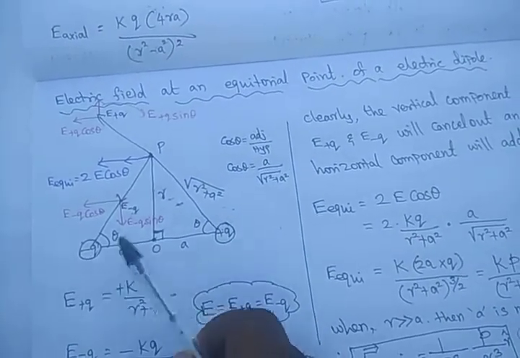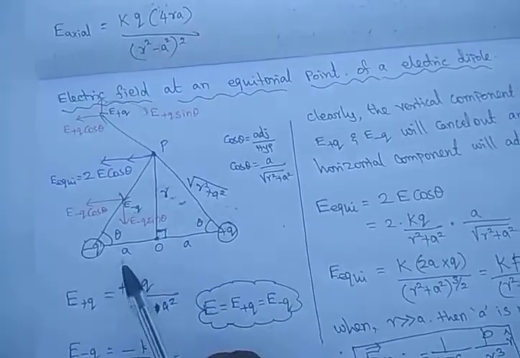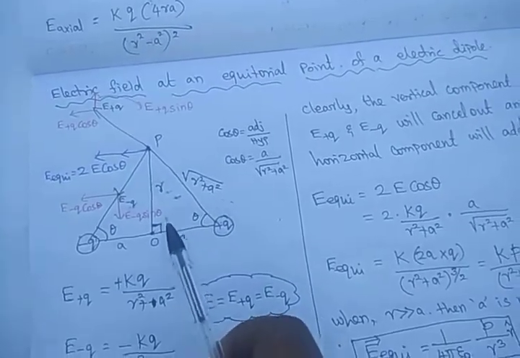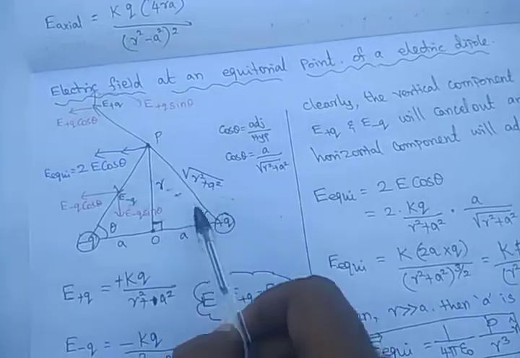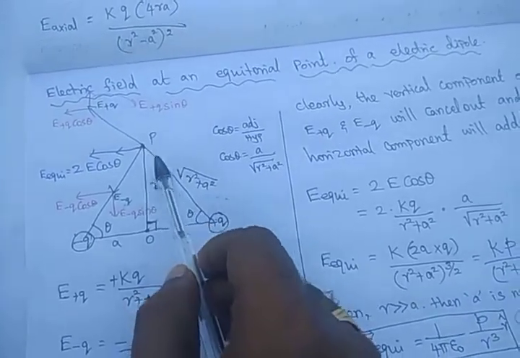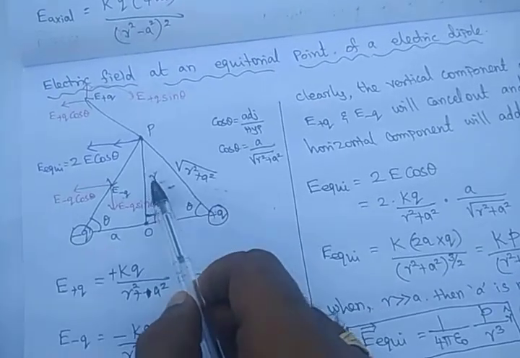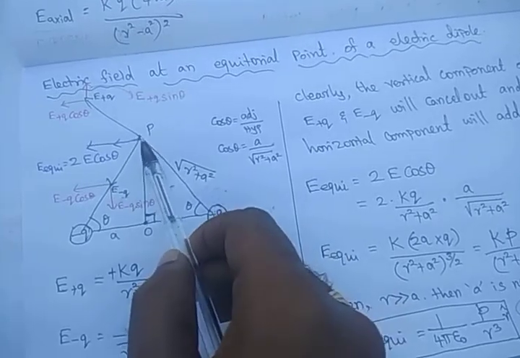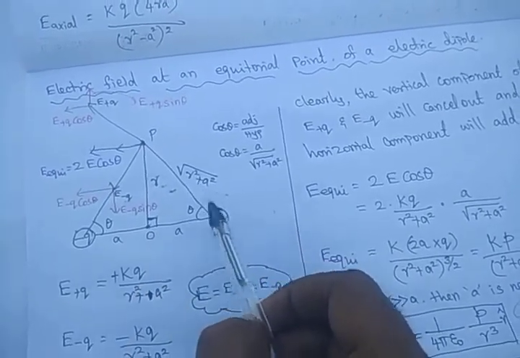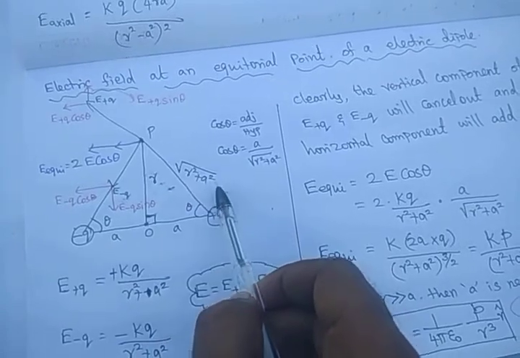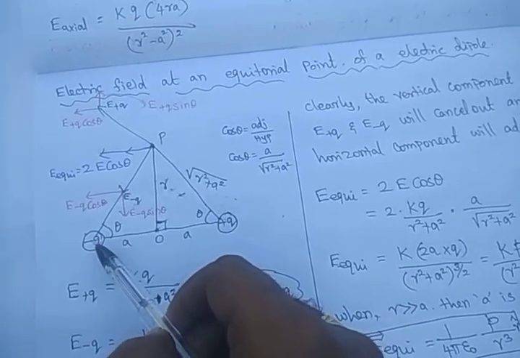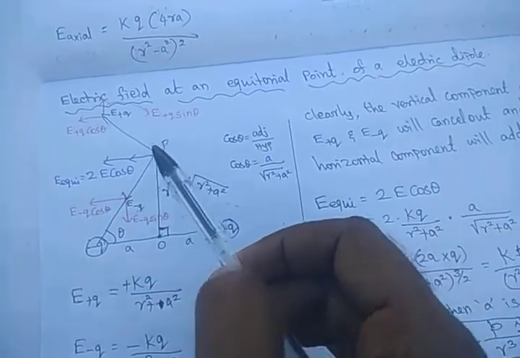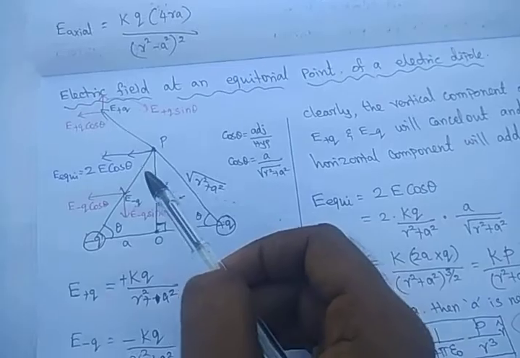So the plus charge and minus charge are separated by a distance 2a, hence this is a and a. So by using the Pythagoras theorem, this is a right angle triangle, this is theta, so we get this length equal to the root of r square plus a square. So the distance of the plus charge from the point P is the root of r square plus a square. Similarly, the distance between the minus charge and the point P is the root of r square plus a square. But for the axial line, this is not equal.